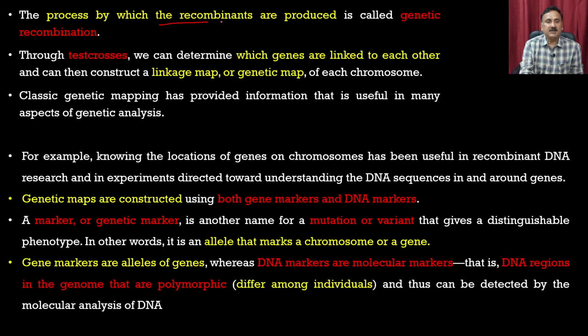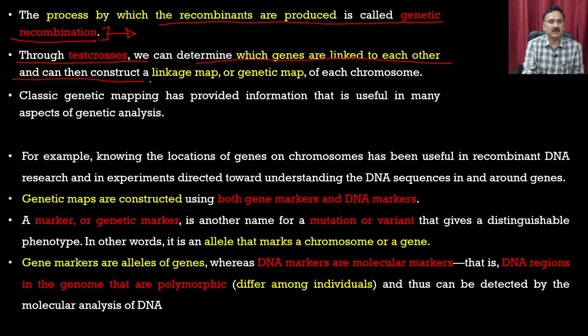The process by which recombinants are produced is called genetic recombination. This we have discussed in detail anyway, right? And through test crosses, we can determine which genes are linked to each other and can then construct a linkage map or genetic map of each chromosome, right? When you do these kinds of test crosses, you will know which genes are moving together, and that's how you can make the particular type of map, okay, that these are the linked genes, and these show you the linkage.